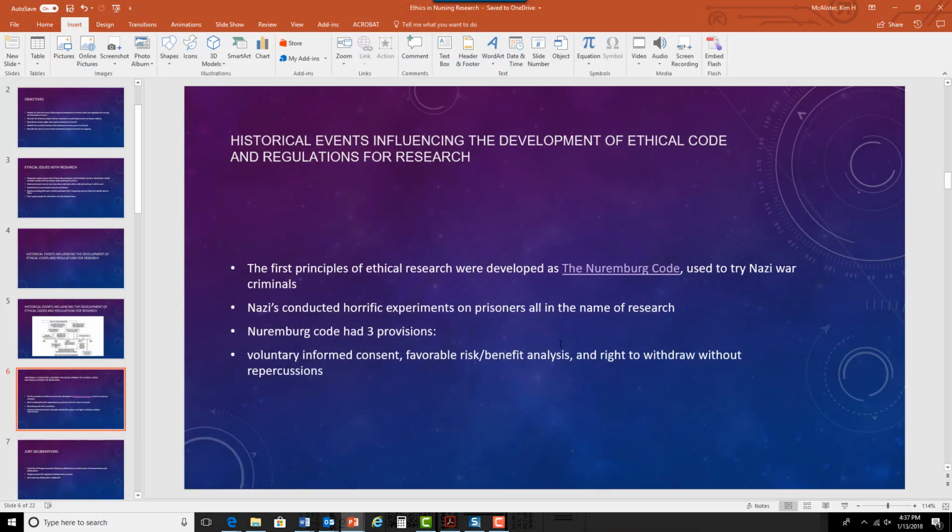But the main focus of the Nuremberg Code was to provide informed consent, a risk benefit analysis, and also the right to withdraw without any penalty.